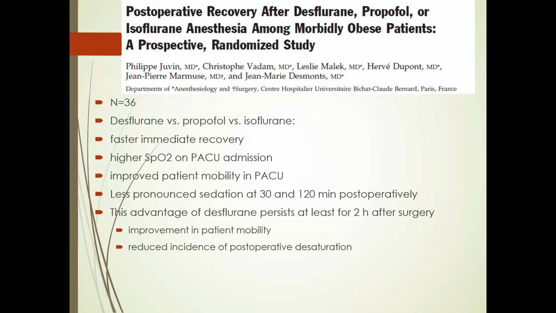So there's improvement in patient mobility and reduced incidence of post-op desaturation. So if you're going to use desflurane for any patient, the morbidly obese patients, especially the ones with sleep apnea, are the right patient population.